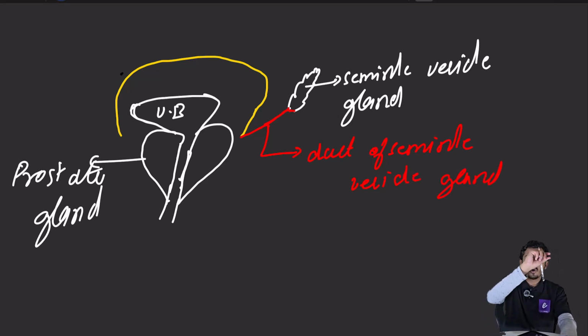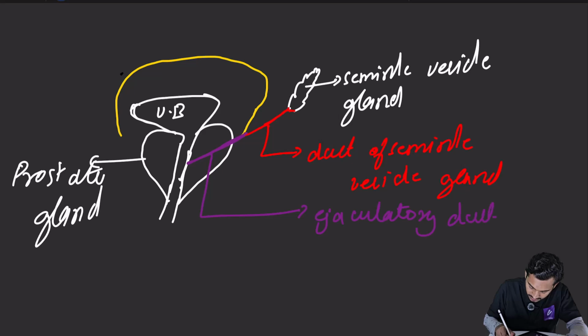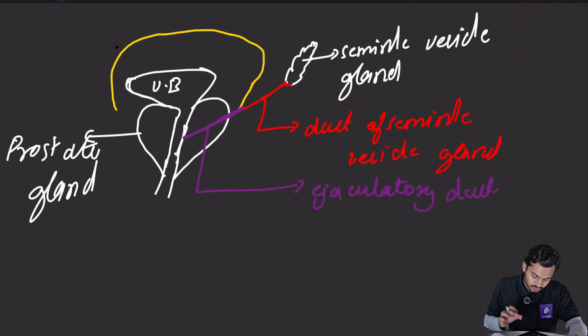Behind the urinary bladder, vas deferens and duct of seminal vesicle gland will join and they will form a common tube. Let me change the color so that you people can understand. So this purple color tube what you are seeing, this is the ejaculatory duct. Understood? Now you people understand.